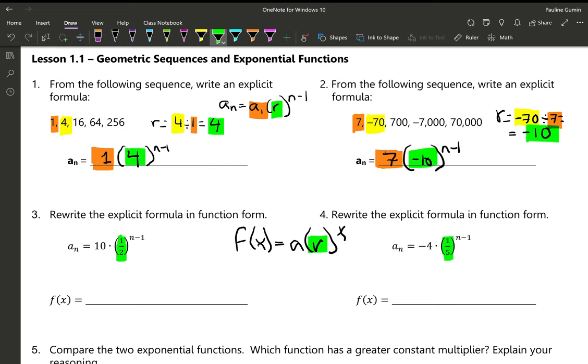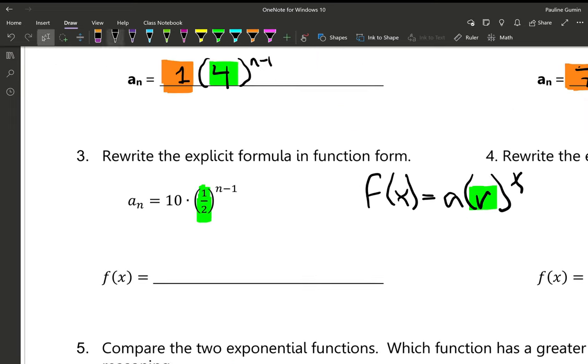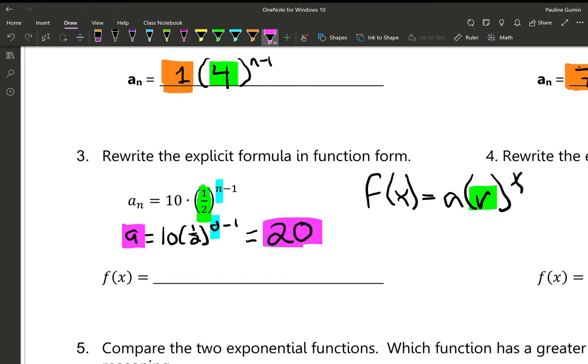We do need to find a. A is our y-intercept. Now, the easiest way to find a for all cases, for all y-intercepts, is to do 10 times 1/2 to the power of 0 minus 1. So we plug in a 0 for n. And we do this because every y-intercept starts with 0. And that equals, plop it into your calculator, 20. Okay, so we've got 20 times 1/2 to the power of x.